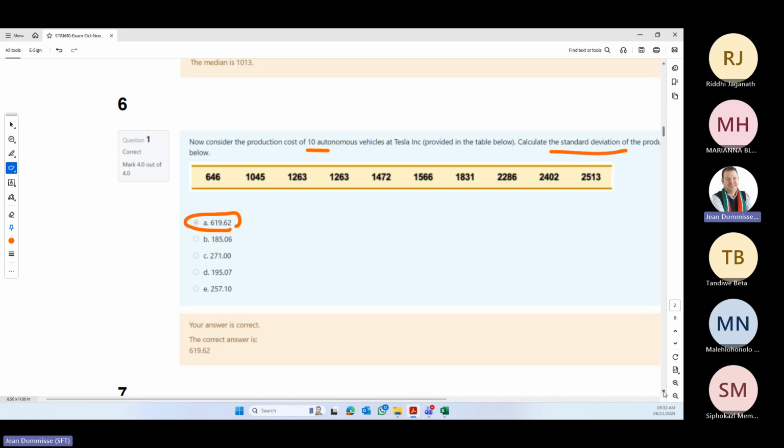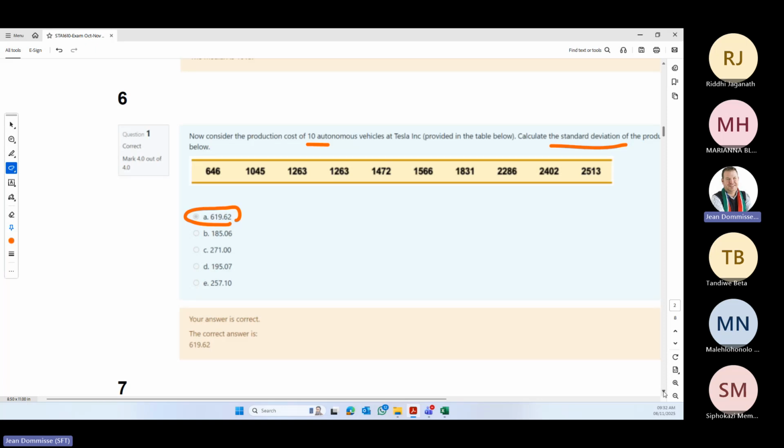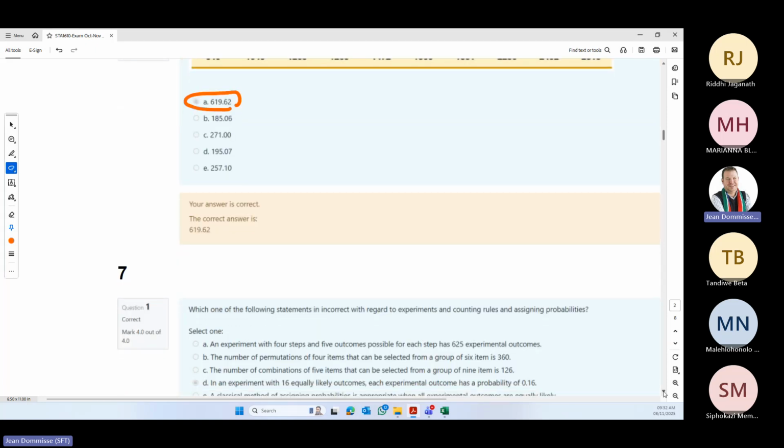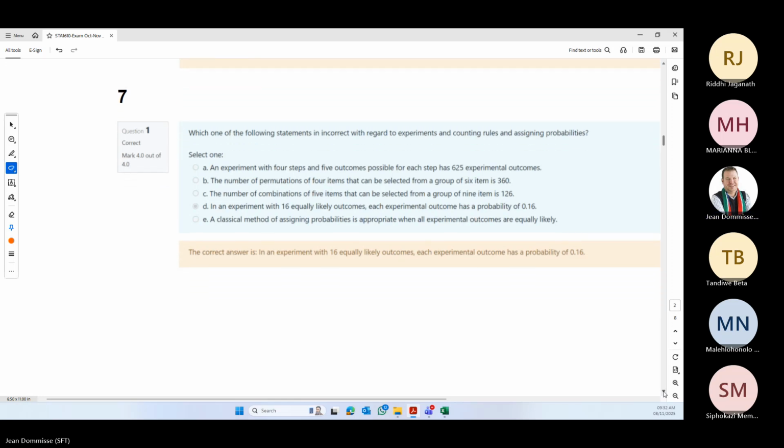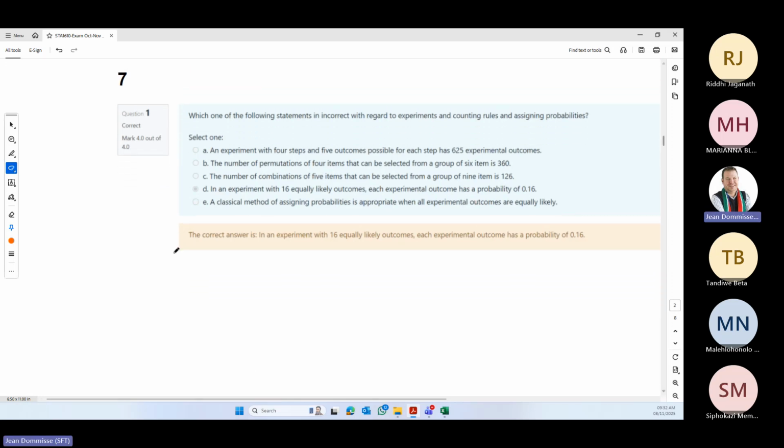And let's look at the next one. So that was still study unit 3. Then we go, and it now seems like we're going into probabilities. So going into study unit 4, which one of the following statements is incorrect with regard to experiments and counting rules?